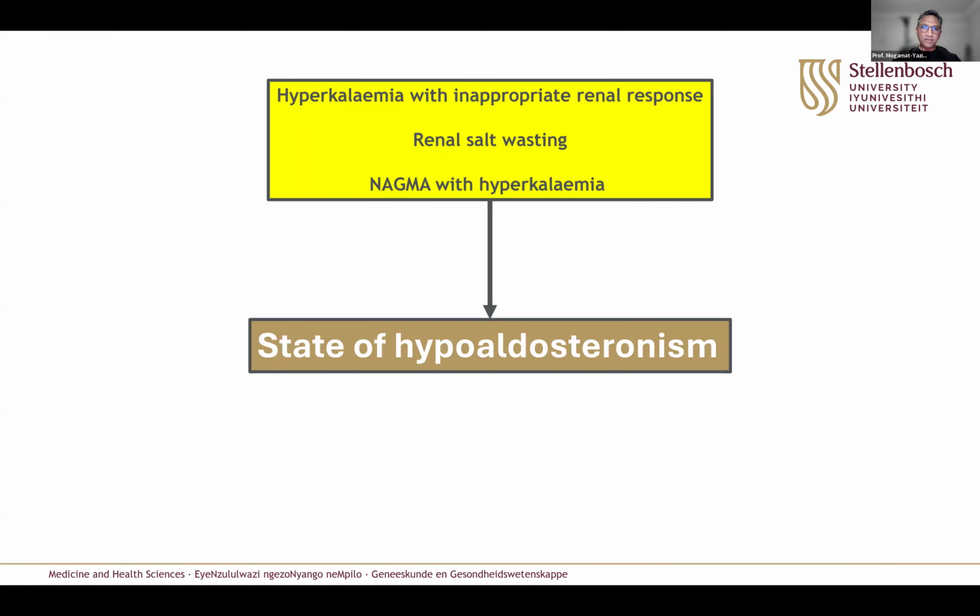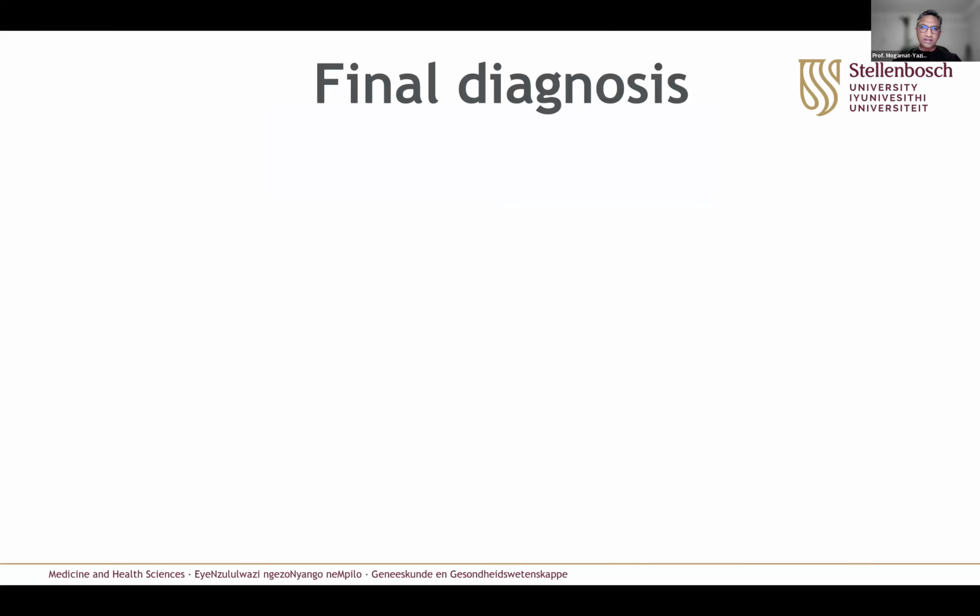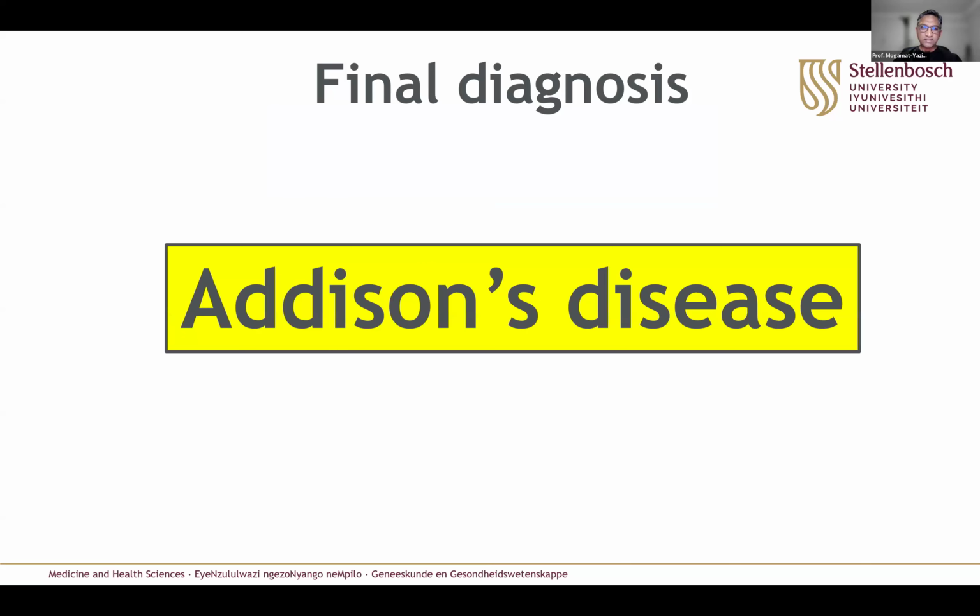So, in summary, regardless of where we started, whether it was with the hyperkalemia, the renal salt wasting, and the ECF volume contraction, or the metabolic acidosis, we end off with a state of hypoaldosteronism. And the final diagnosis in this patient was Addison's disease or adrenocortical insufficiency. And the patient was treated with fludrocortisone, which is synthetic aldosterone, which resulted in improvement in the acidosis as well as the hyperkalemia state. So that is the end of the first case.